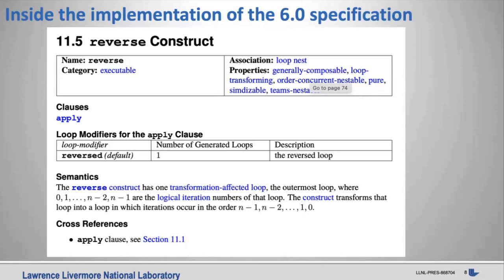Another thing we've done is, in 5.2, we began moving the specification so that large portions of it are captured in JSON files, effectively a database that captures key aspects of the specification. In 5.2, all of the constructs, all of the directives, and all of the clauses were captured in JSON files.